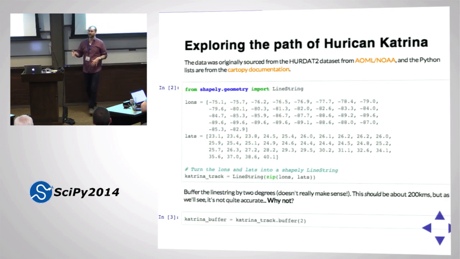But that doesn't really make sense. Because 2 degrees, in terms of actual distance on the Earth, is different depending on what latitude you're at. So it's not very smart to measure distances using geographic coordinates, right? And right now my geometry is represented as geographic coordinates. So it should be about 200 kilometers, but it's not really that accurate.